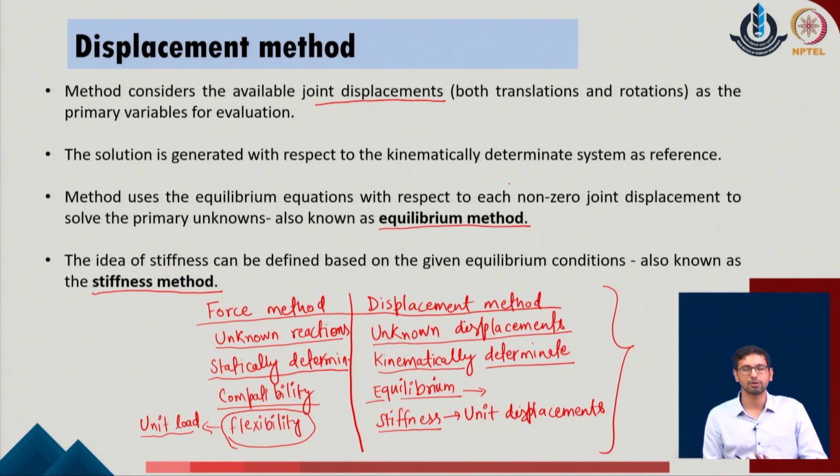When we say displacement, we have already said that it includes both the translations and the rotations in the given system. We evaluate the displacements by considering an initial system which is a kinematically determinate system. This is different than considering the statically determinate system which we do in the force method. Then we evaluate the amount of forces in the direction of each of these degrees of freedom, and we write the equilibrium of these forces in the subsequent systems. The equilibrium of these forces is the primary condition which we define to evaluate these unknown displacements, and that is why we also call this the equilibrium method for the given system.